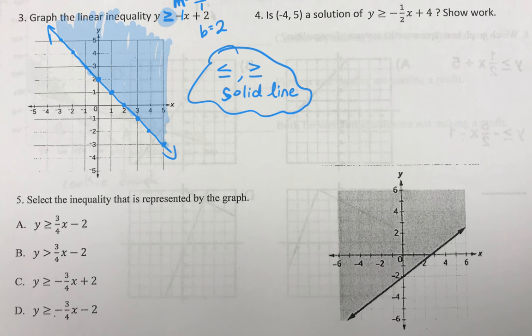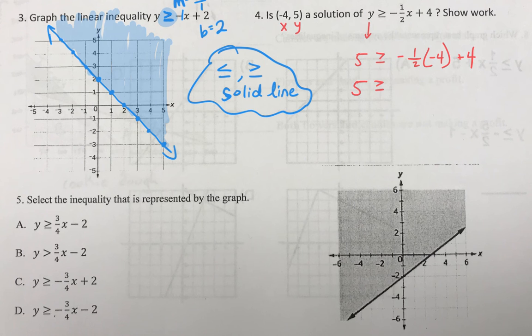Up next, it says, is -4, 5 a solution to that inequality, and show your work. Now, what some of you guys did on the quiz was you graphed it, and then you showed me, hey, it's in the shaded area. You don't have to do all that. You could just say, hey, this is my x, this is my y. So I'll replace y with 5. I'll replace x with -4. And we'll see if it's a true statement or not.